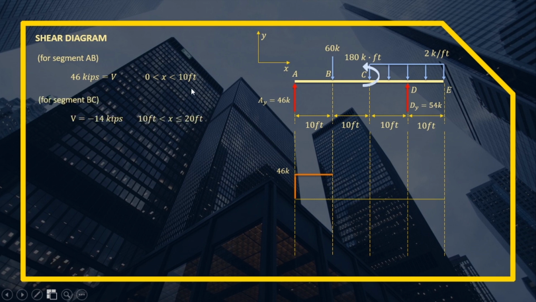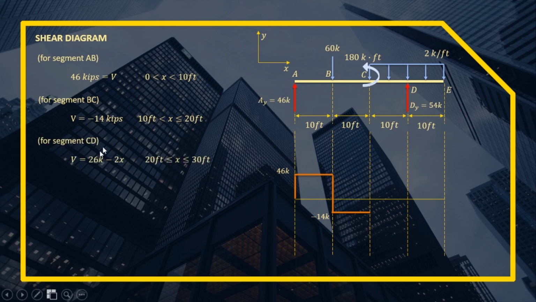So that is constant. And for segment BC naman, meron tayong shear na negative 14 kips. And this is constant then from 10 to 20 feet. So magkakaroon tayo ng 14 kips na negative. So nasa baba yan from B. Kasi from 10 feet, dapat meron tayong shear na negative 14. So i-drag lang natin yung pababa na negative 14. This is constant along segment BC. So along segment BC, meron tayong negative 14 kips na shear.